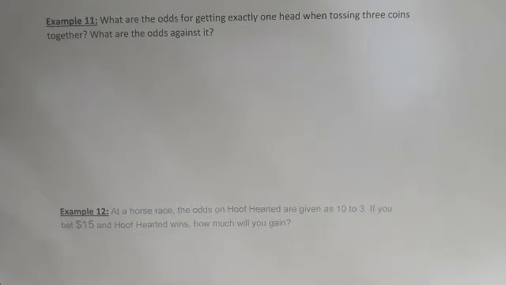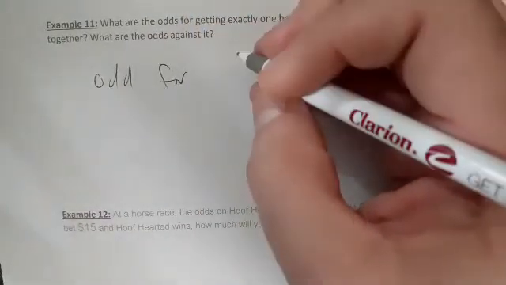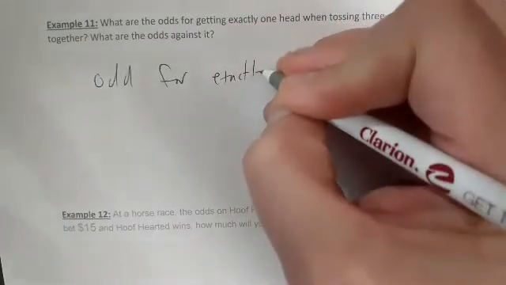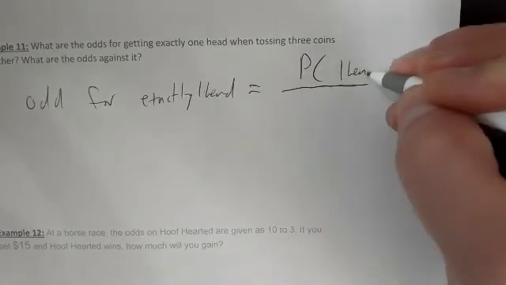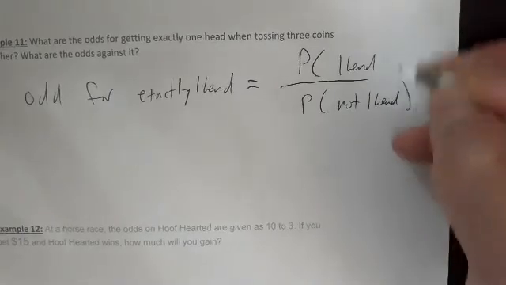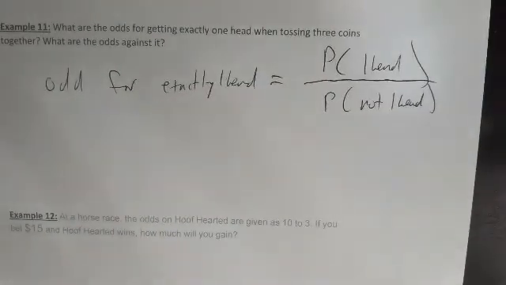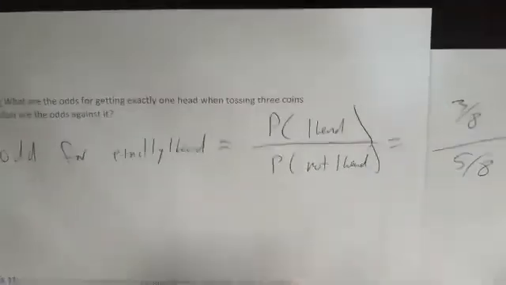So what are the odds for getting exactly 1 head when tossing 3 coins together? What are the odds against it? The odds for exactly 1 head. We have kind of done this already, but it is from the definition: the probability of getting 1 head over the probability of not. The probability of getting a head is 3 out of 8. The probability of not getting a head is 5 out of 8.